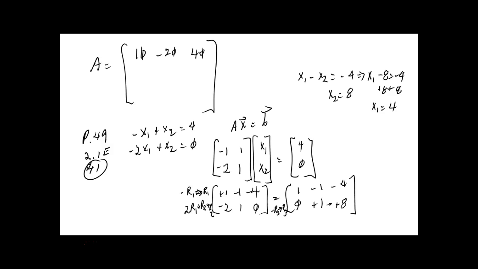Well, let's see if that works. Okay. Minus 4 plus 8, sure enough, is 4. Right? And negative 2 times 4 is negative 8, plus 8 is 0. Yes, that is our solution. So when it says find what x is, then you write it this way. The column vector x is 4, 8. Right?